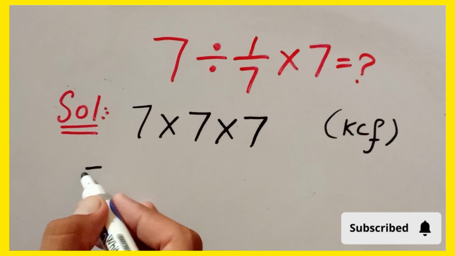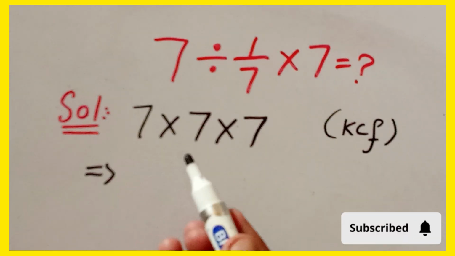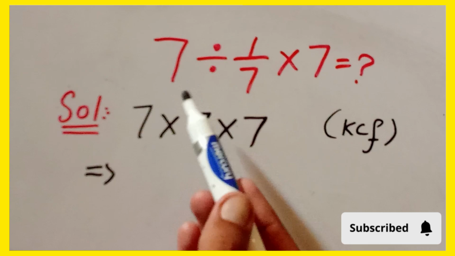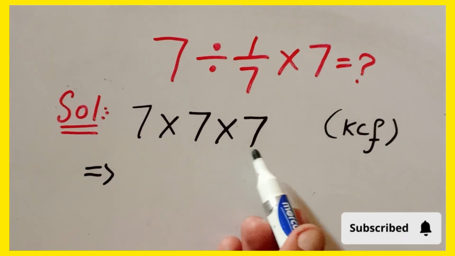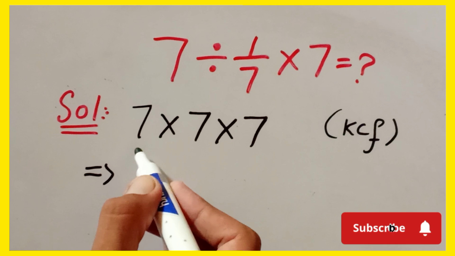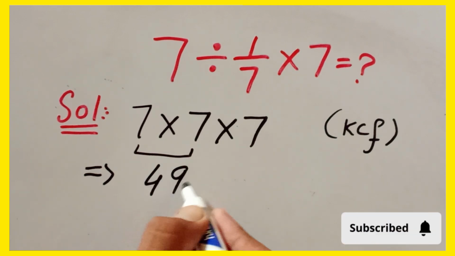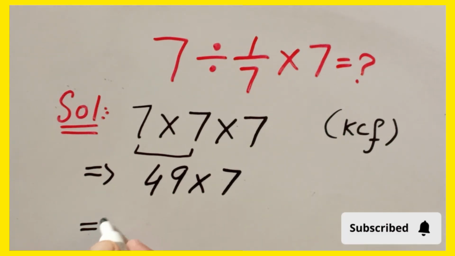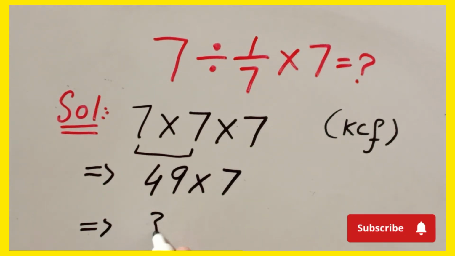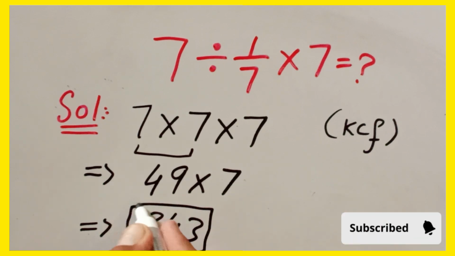Okay guys? Remember that division and multiplication have equal priority in PEMDAS, but we have to go from left to right. So I can write here 7 × 7 × 7. Now 7 times 7 is equal to 49, times 7. 49 times 7 is finally equal to 343. Guys, this is the final answer of this expression.